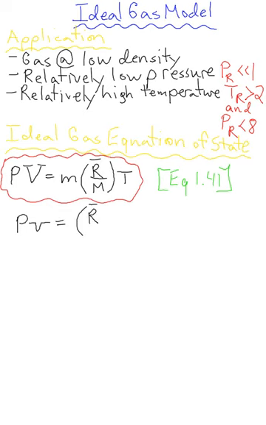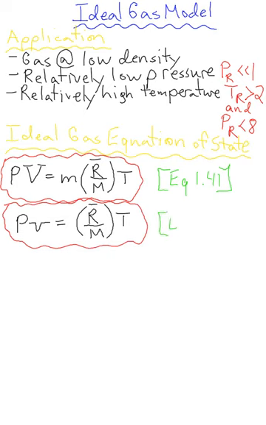Now this can be rewritten because, as we know, pressure is an intensive property, temperature is intensive, but volume is extensive, and we can actually turn that into an intensive property by dividing by mass. So if we want to make this whole equation just intensive properties, we can divide both sides by mass, and that gets rid of the mass on the right side, so we just have pressure times specific volume equals the universal gas constant over the molecular weight times the temperature. This is equation 1.42, and this is the one we're going to use a lot more often in this course.